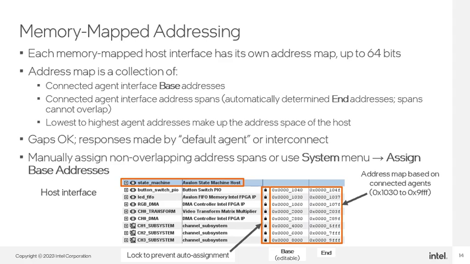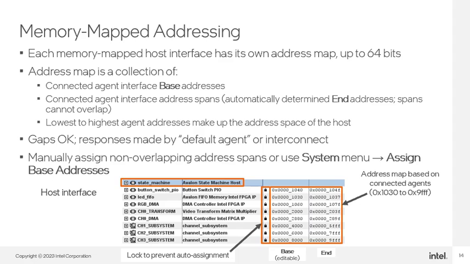Customizing the base address can be done to simplify decoding logic, to enable the use of some pre-written software or hardware logic, or to resolve agent interface address conflicts. The end address column cannot be edited, since the address span of a component is based on the design of the component itself. In the example shown here, 5 components and the exported interfaces of 3 subsystems are connected to the host interface named State Machine. The address map for this host starts at 1030 and goes up to 9FFF. If there are any gaps in the address map, accesses to them are automatically handled by the interconnect.